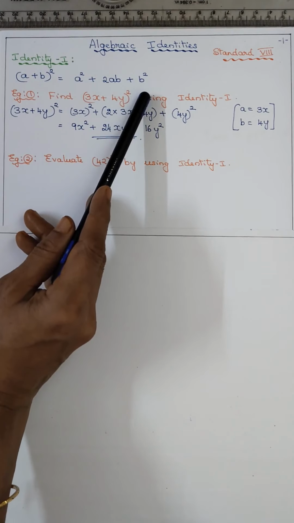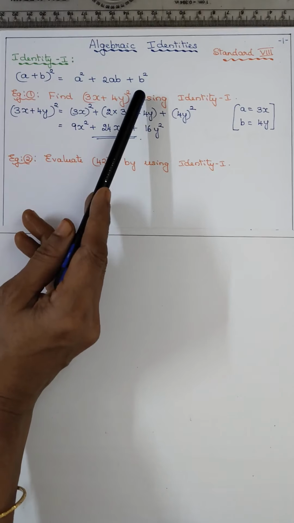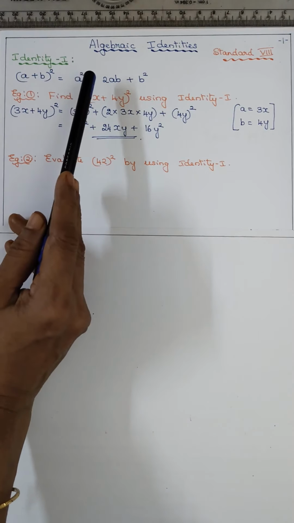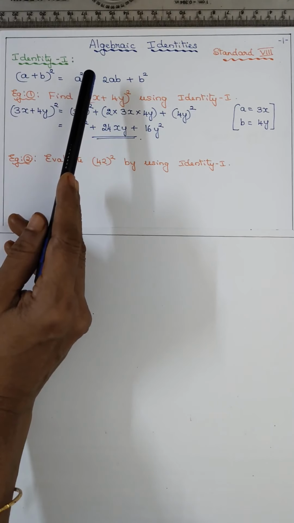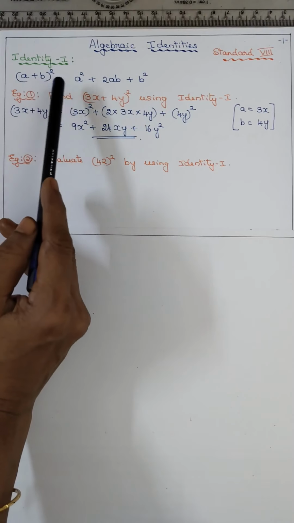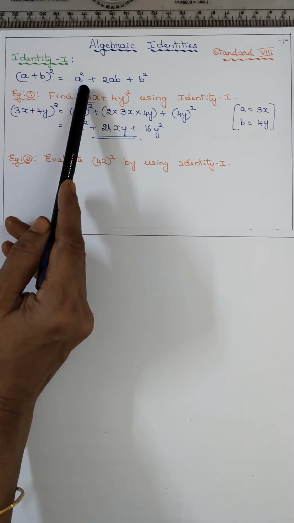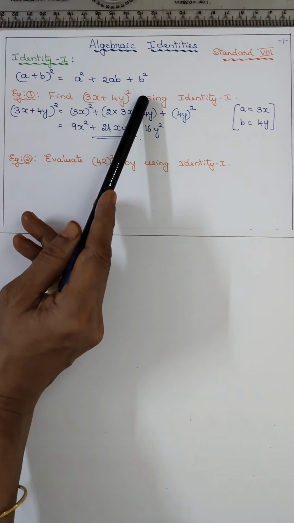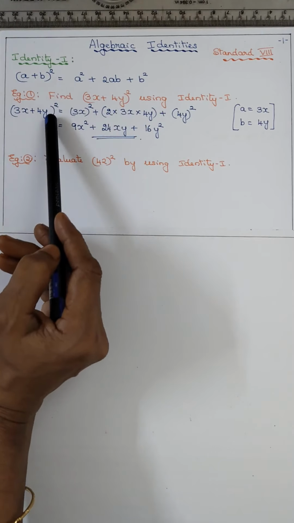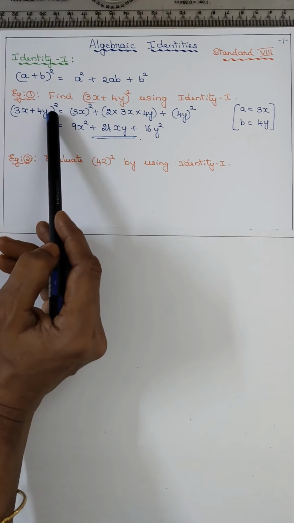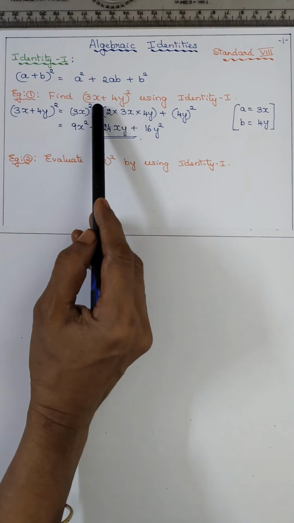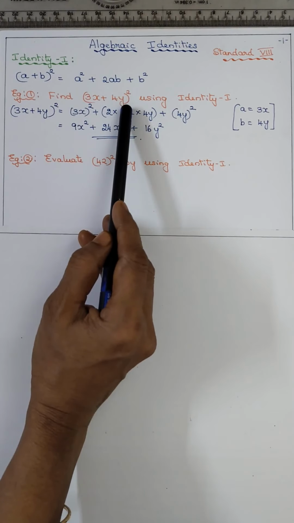So already it is given. We are not supposed to multiply and then write the answer. The identity means the answer is already given. (a plus b) the whole squared is equal to a squared plus 2ab plus b squared. Now using this identity, we have to find the value of the given expression. So (3x plus 4y) the whole square.